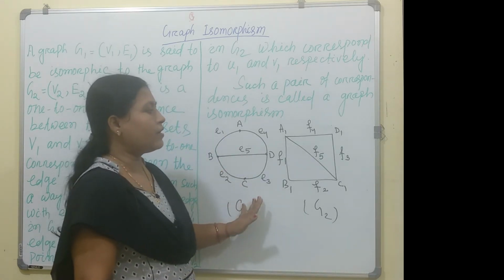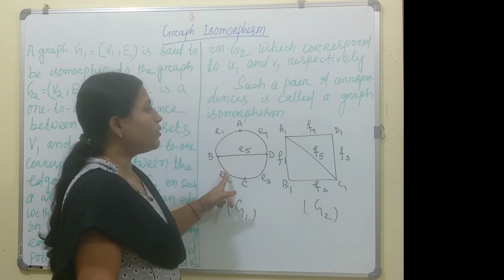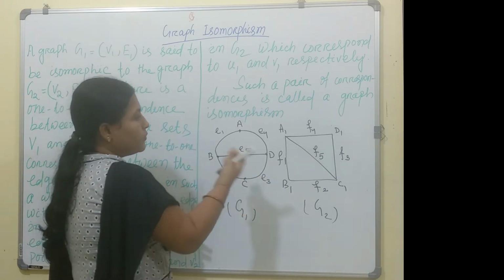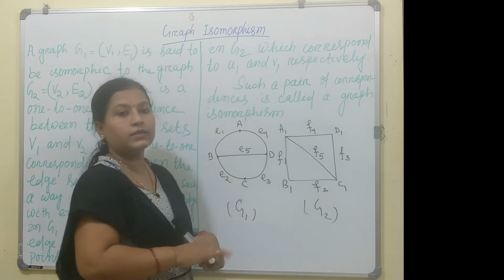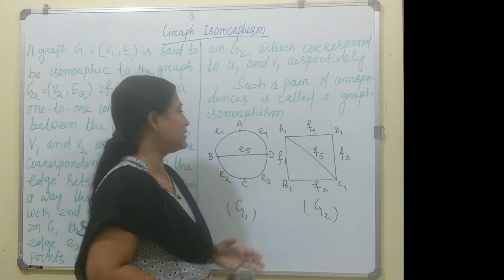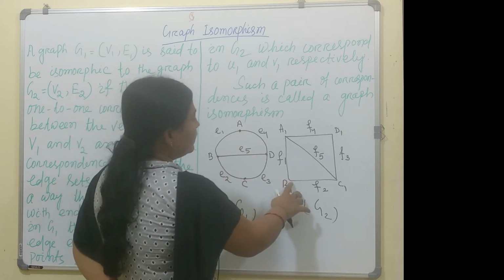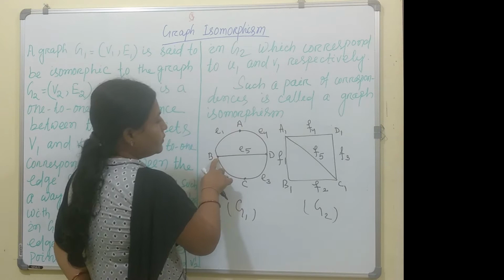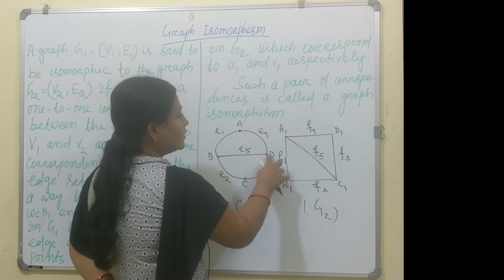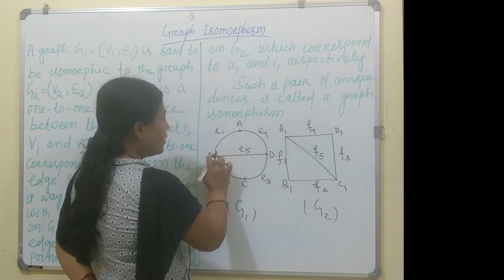The number of vertices is equal in the two graphs and the number of edges is equal, and the corresponding vertices and corresponding edges are equal. So there is a 1-to-1 correspondence with the vertex sets and a 1-to-1 correspondence with the edge sets. So here A corresponds with B1, B corresponds with C1 and C corresponds with D1 and D corresponds with A1.